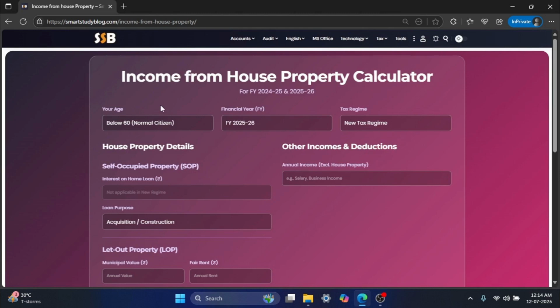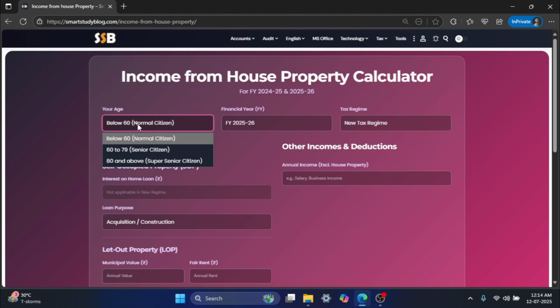You start with basic details. Why is picking your age category, below 60, 60 to 79, or 80 and above, the first big step? Well, it's vital because the old tax regime specifically has different benefits. Tax slabs and standard deductions can vary based on age. Okay, that makes sense. So that impacts your taxable income quite a bit.